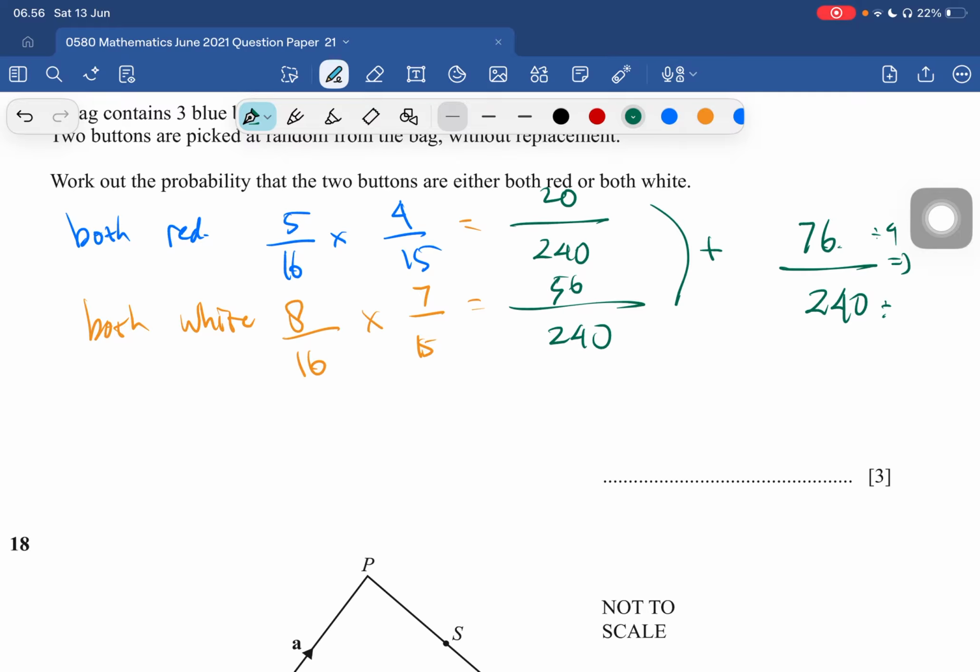Simplify it, divide by 4, divide by 4. It's going to be 19, and then 240 divided by 4 is equal to 60. So the answer is 19 over 60.